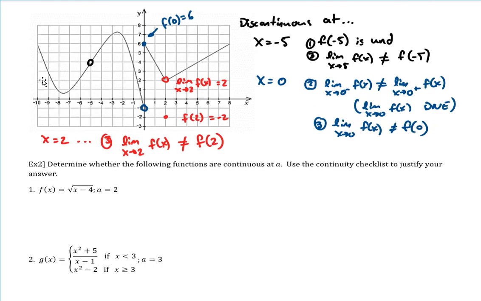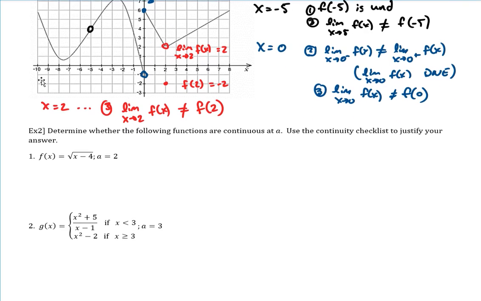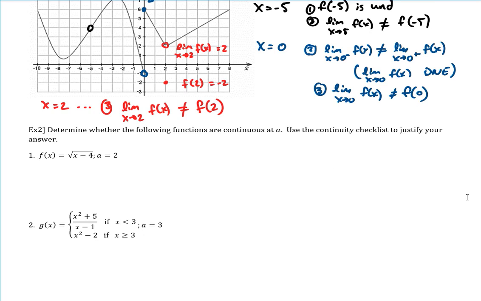Anyway, let's look at another problem where they're looking at continuity at a point, and then we'll use our checklist to justify our answer. So in this one, they gave us a function, and then they want us to plug in the value of 2 and see what happens. So all we're going to do is go through the checklist. So I want to see what f of 2 is.